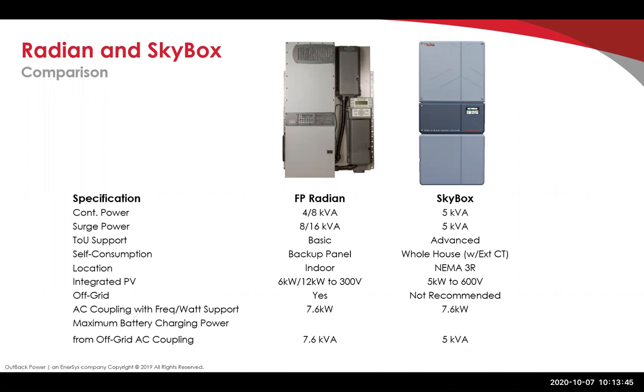Because a lot of utilities now allow net metering, but they're only giving credit at the wholesale rate, like selling to you at 15, 20 cents a kilowatt hour and crediting you at 3 cents.